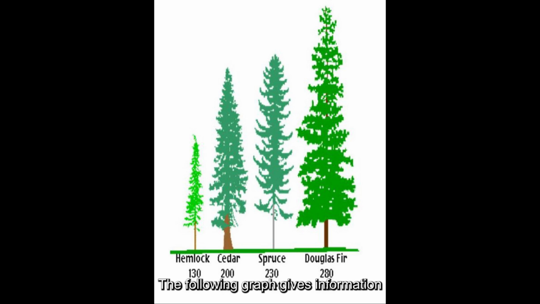The following graph gives information about the height of trees. The items include hemlock, cedar, spruce, Douglas fir. According to this graph, in hemlock, the value of height is around 130 feet, and that of cedar is higher, which is around 200 feet. You can see from this graph that the highest value of height is in Douglas fir, which is around 280 feet. In conclusion, Douglas fir has the highest number.